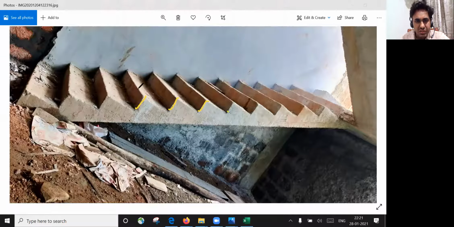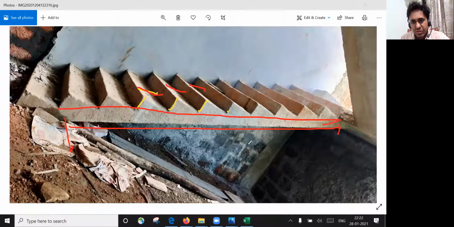And the ones you can see in this way, I'll use a different color. These are called treads. So this is called the riser and this is called the tread. And the slab which has gone here, the slab is only up to here. I'll mark it in this way. This slab is called the waist slab.